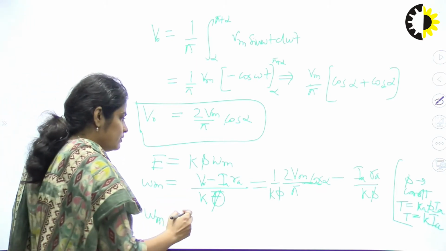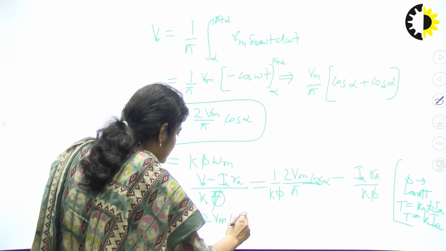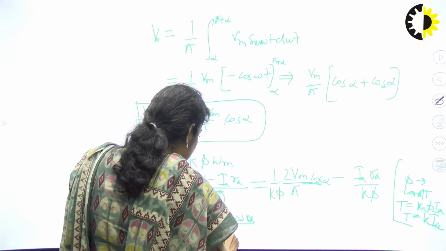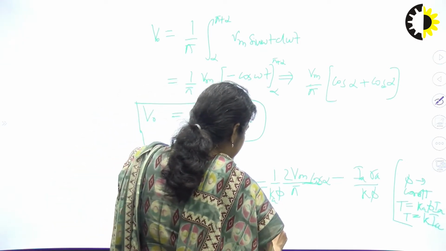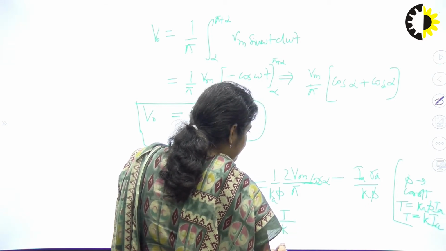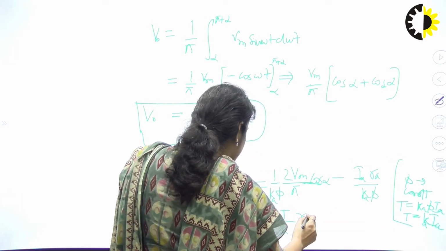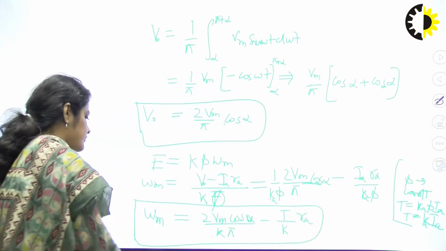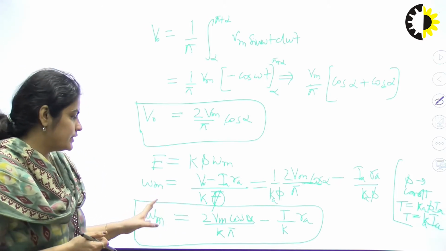So omega m is equal to 2 Vm cos alpha upon K pi, minus T upon K, this is Ka, and Ra. So this is the relation you are getting between the speed and torque. With the help of this, we try to get the speed torque characteristics. We will see also in this.